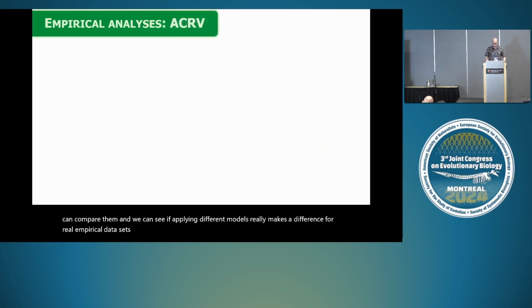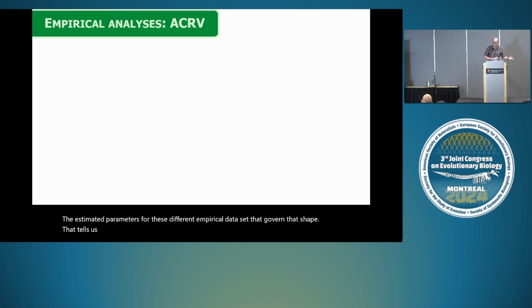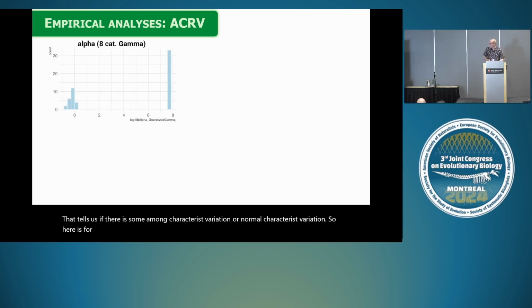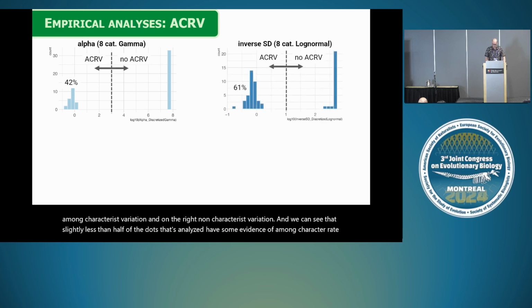So I'm going to show you now some plots about among character rate variation, about the estimated parameters for these different empirical datasets that govern that shape, that tells us if there is some among character rate variation or no among character rate variation. So here, for example, is the discretized gamma model. On the left here, you have datasets with among character rate variation, and on the right, no among character rate variation. And we can see that slightly less than half of the datasets analyzed have some evidence of among character rate variation. Interestingly, with the discretized log normal model, that percentage is quite higher.